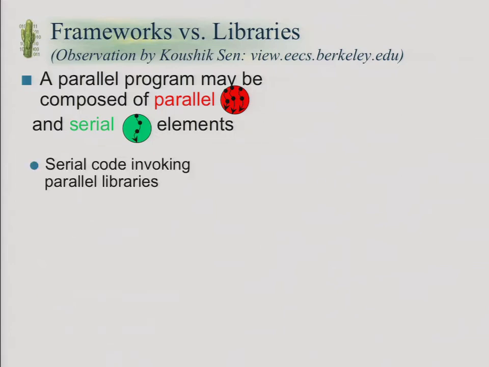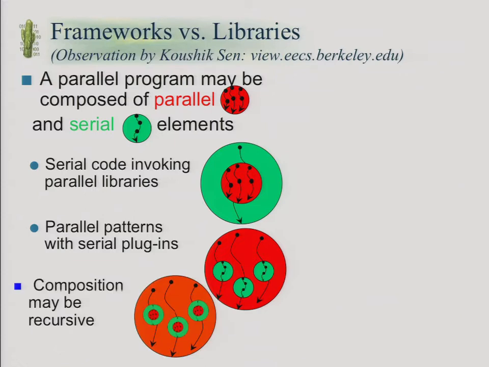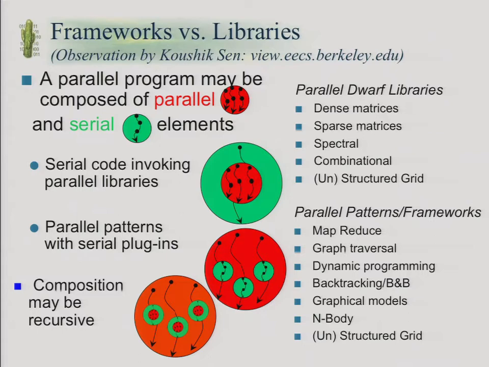And this is another view of the same thing, which Kaushik Sen said, that these things can be embedded recursively, where you can have serial code invoking a parallel library, or you could have a parallel pattern with serial plugins, which is what the framework is doing, or you could have any composition or recursive composition of these things. So it isn't an either-or proposition here. It's really a question of who owns main, who has the control.